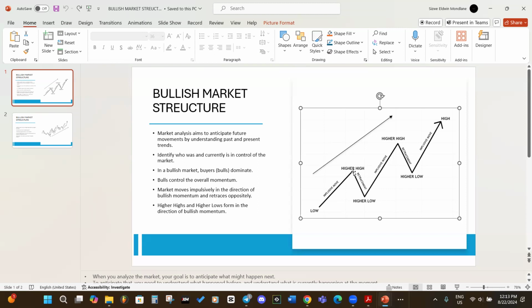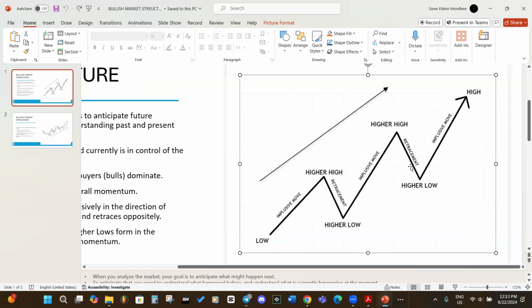Even though we get retracements, because the market doesn't move in a straight line, we have an impulsive move in the direction of the overall momentum. In this case it is bullish. So we get an impulse, a retracement, impulse, retracement, impulse. This is what characterizes a bullish market.